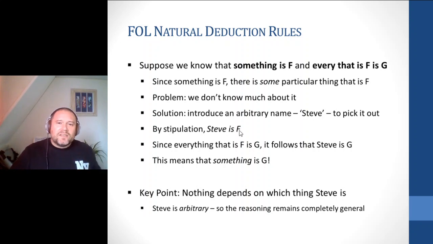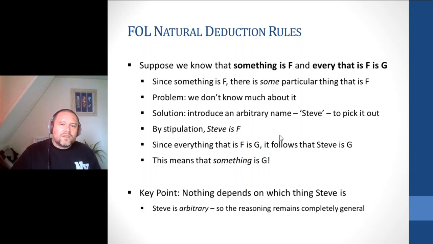Now what's neat is if we know that Steve is an F, and again, Steve here being an arbitrary name, and since we know that everything that's an F is a G, we can then derive that Steve is a G. And of course, if we know that Steve is a G, we can then derive that something is a G. Because remember, if we know that some particular object is a G, then it definitely follows that there's something that's a G. So we can do this whole chain of reasoning, and here's the neat thing.